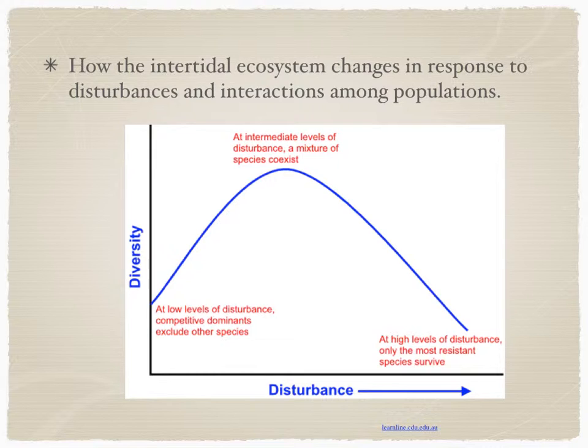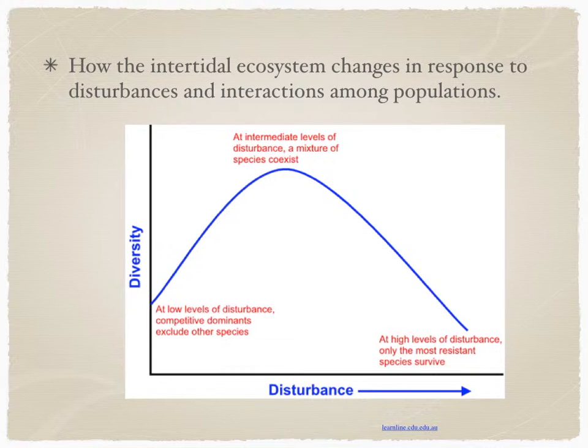Biodiversity is illustrated on the y-axis. If there's too little disturbance in the ecosystem, space and food are limited. So species that often win competitions take all the food and space, excluding other species that are not as good at competing. A specific example of this is the mussel. If the ocean was calm, no mussels would be torn off rocks. The mussel population would explode. Mussels are one of the best space competitors. They will actually grow right over other organisms.